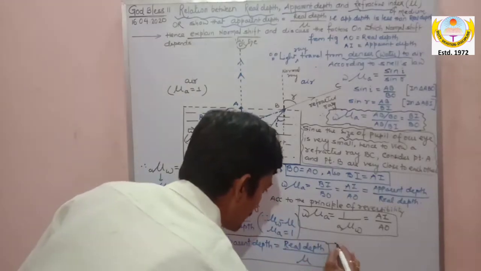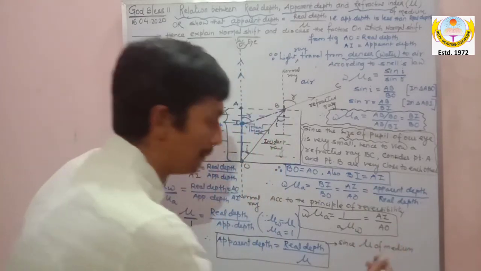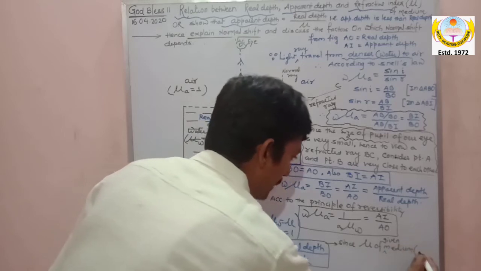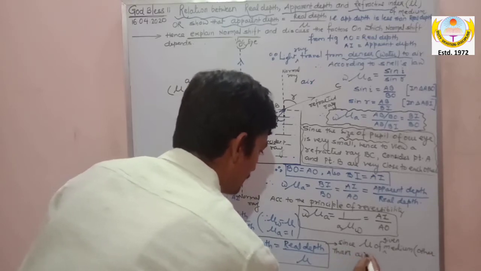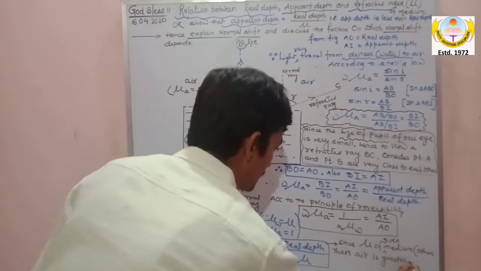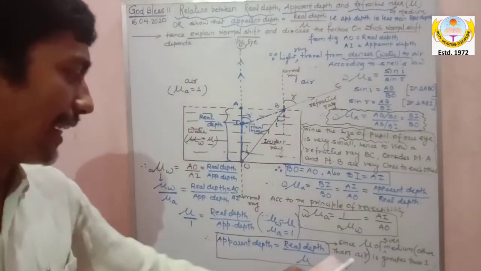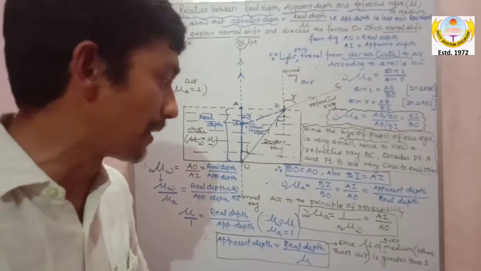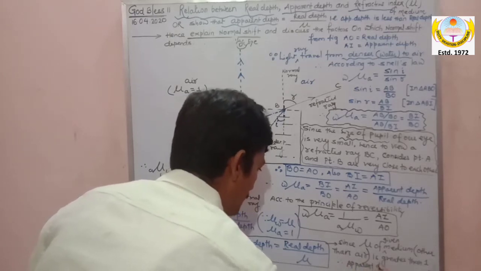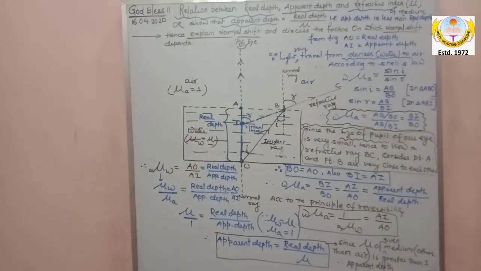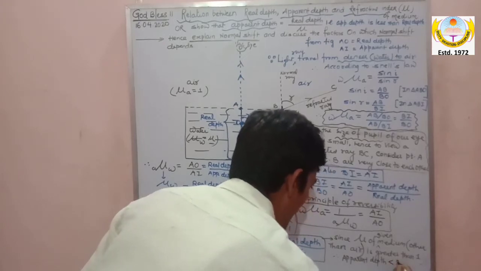And here you have to write one statement. Since mu of a given medium (I am writing other than air in brackets), mu of any given medium other than air, is greater than 1, therefore the apparent depth will be less than the real depth. I hope it is clear.